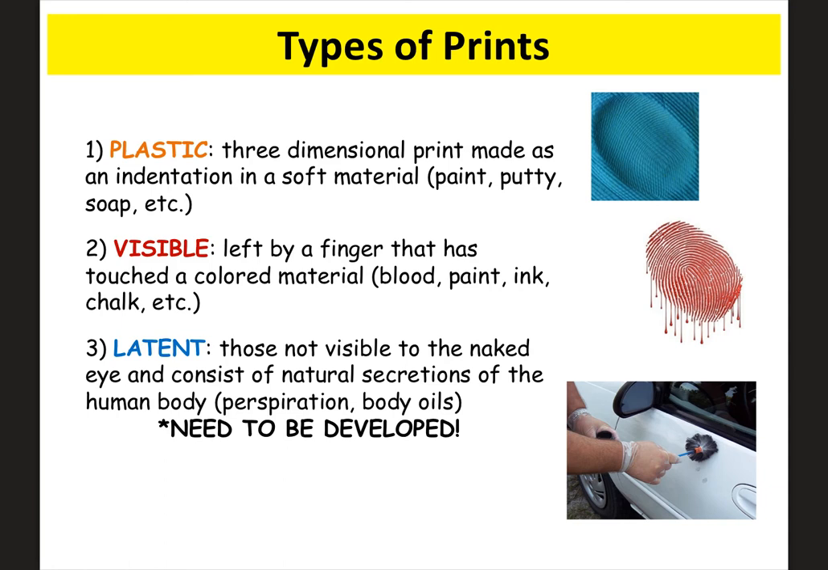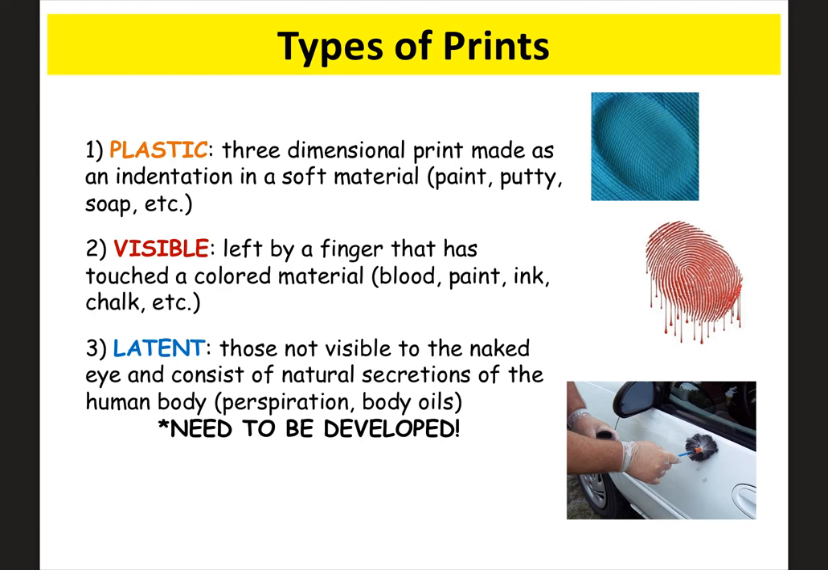A visible print is when a person's fingers are covered in a substance that when they touch another surface, they're leaving behind their print. So something like, if there was blood at a crime scene and then a person's touching an area, paint, ink, so on and so forth. All right, you literally see a visible print left behind.